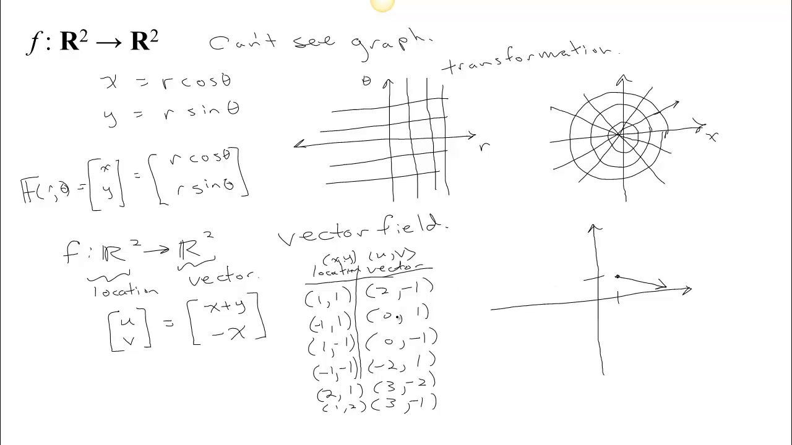At the location negative 1, 1, that would be back 1, up 1, we have a vector that says don't go over any, just go up. At the location 1, negative 1, down here, we have a vector that says go over none and down 1. At the location negative 1, negative 1, that would be here, we have the vector that says go back 2 and up 1.